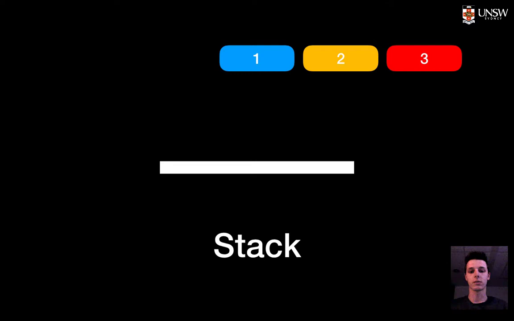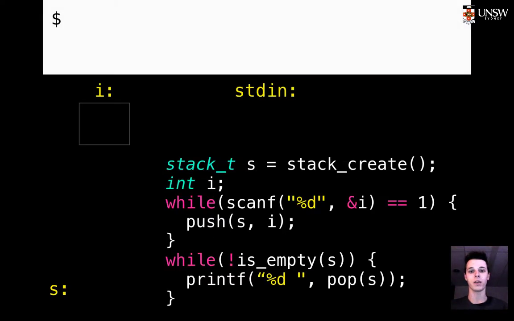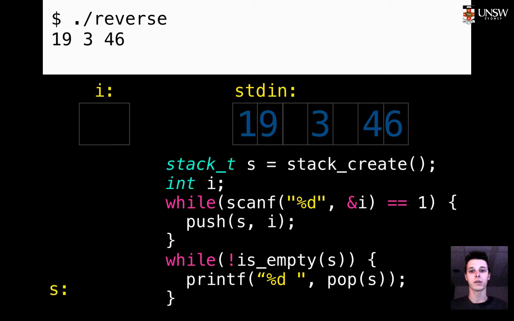So let's have a look at some code and how it works out in practice. We've got some code and we're going to run our program called reverse, and we've typed in a sequence of numbers into standard input, and let's see what happens. So the numbers have appeared in standard input. Now we're going to create a stack.